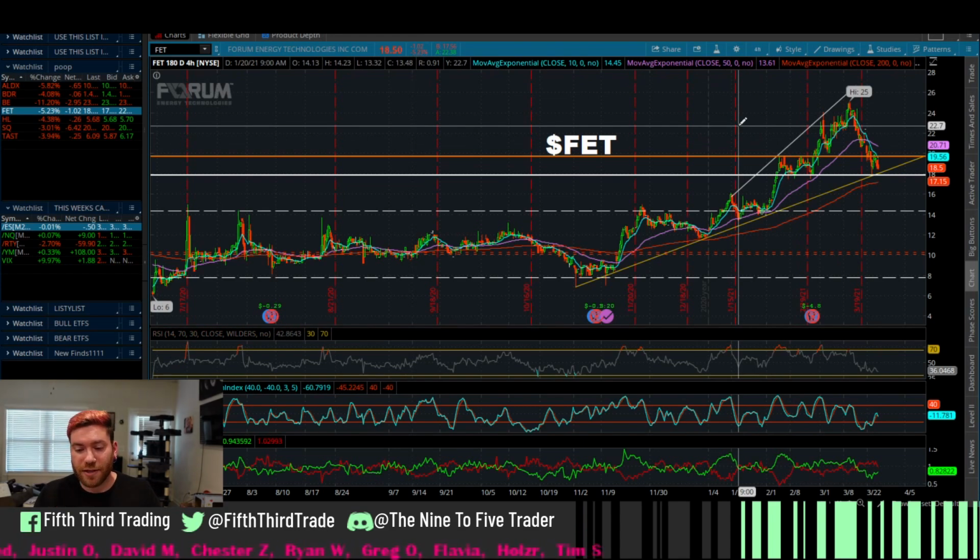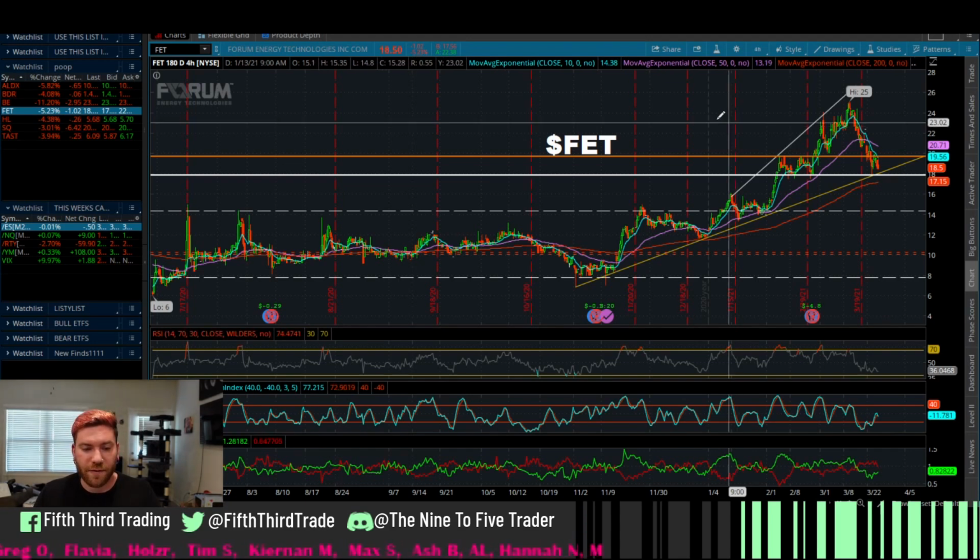It may come down to the EMA line. They may live at the support area. I would just let it show itself, let it work its way through. But FET, a great setup.